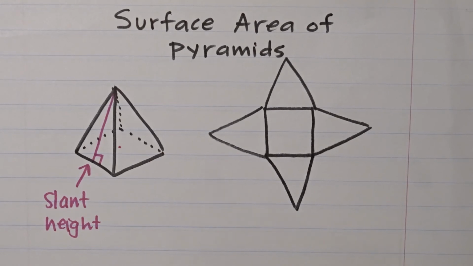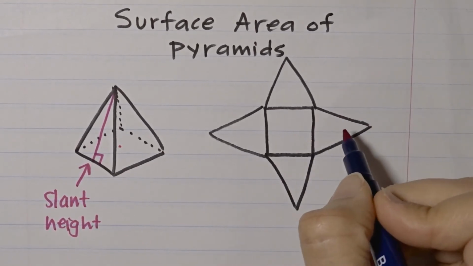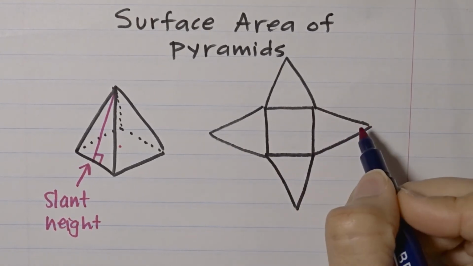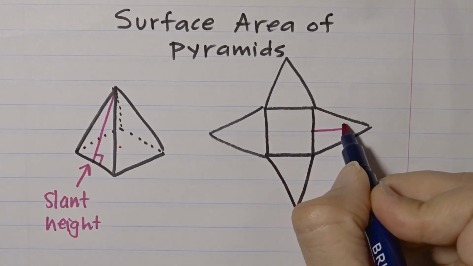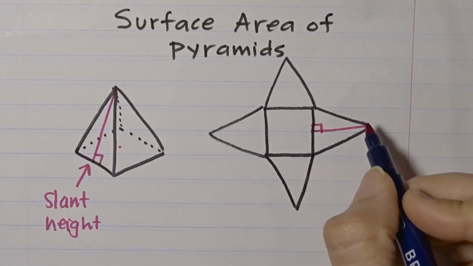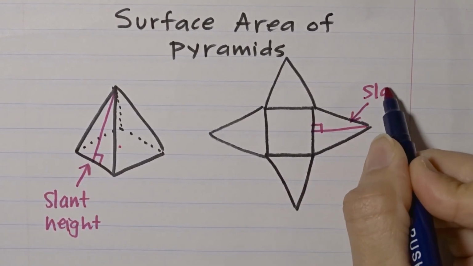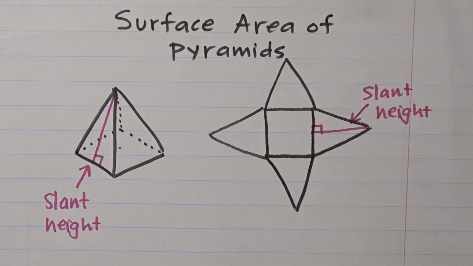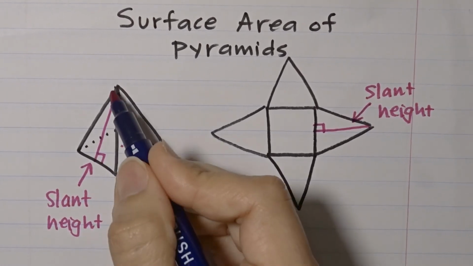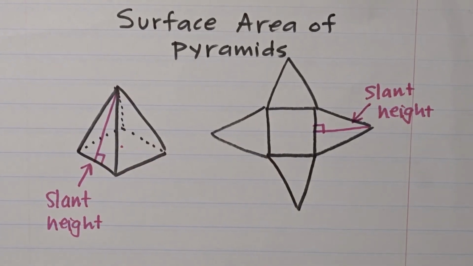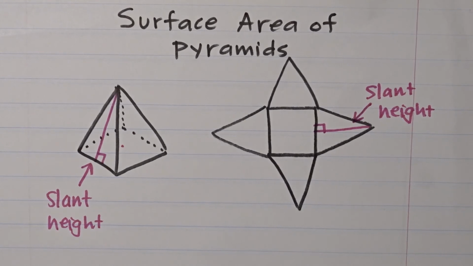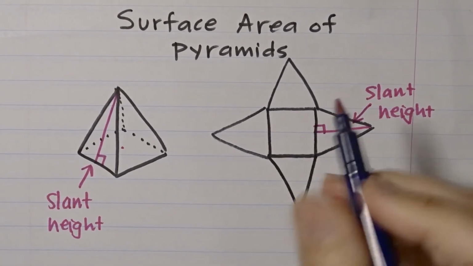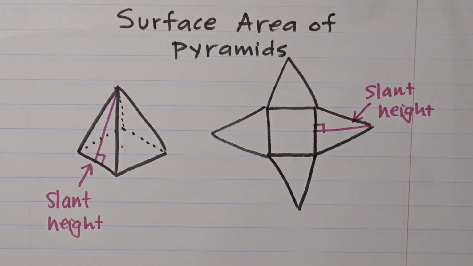So if we were to try to find all of that surface area, and it's on a net like this flat on the paper, then this would be your slant height. And the reason it's called a slant height is because it is actually slanted, resting against that face of the pyramid. And then we have the entire area of the base.